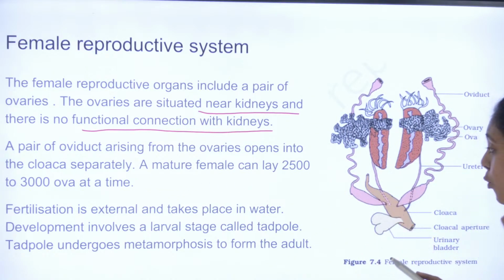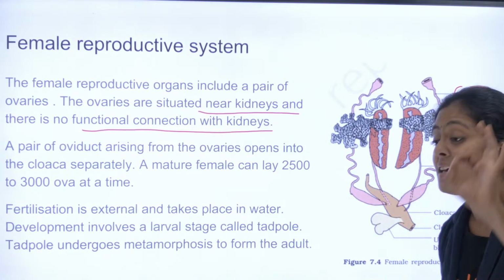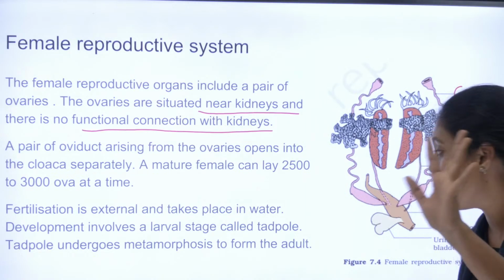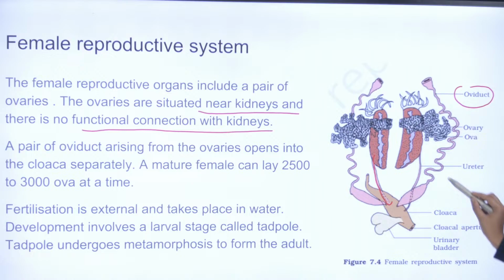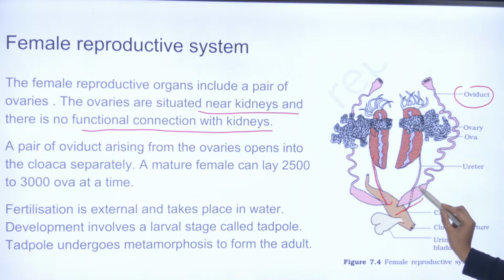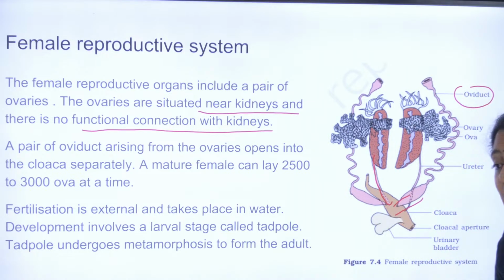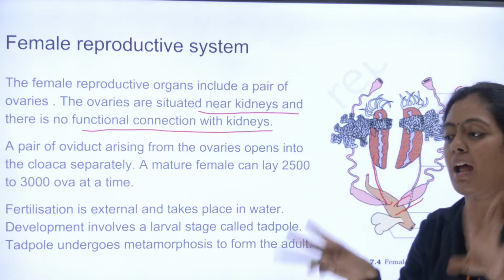Okay, a pair of oviduct, inga parunga, your ovaries and the oviduct arise agudhu. Okay, the oviduct arises and opens into the cloaca separately. So see, you can see here the kidney is entering as a ureter. Okay, and you can see the oviduct is entering into a cloaca separately. There are two separate channels.